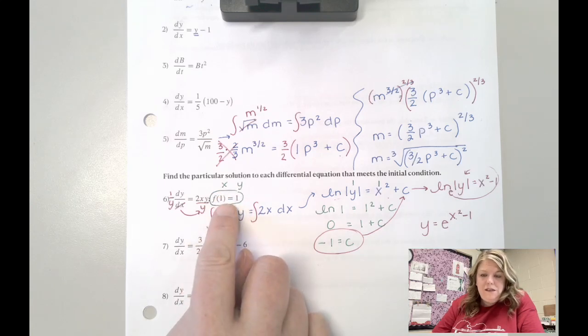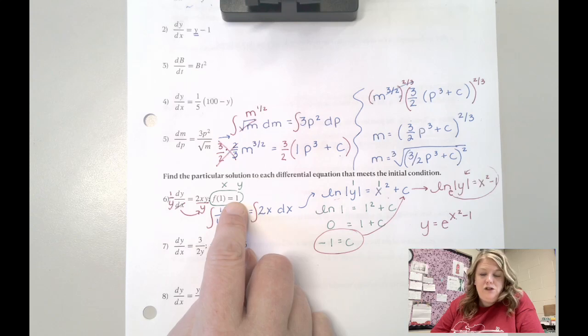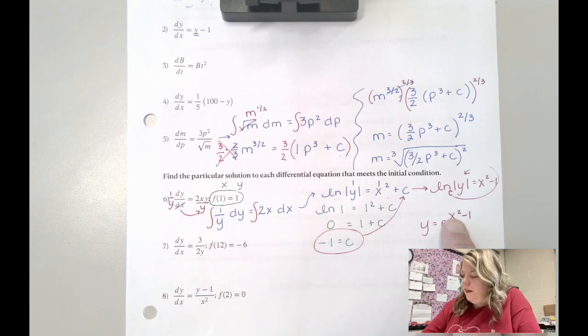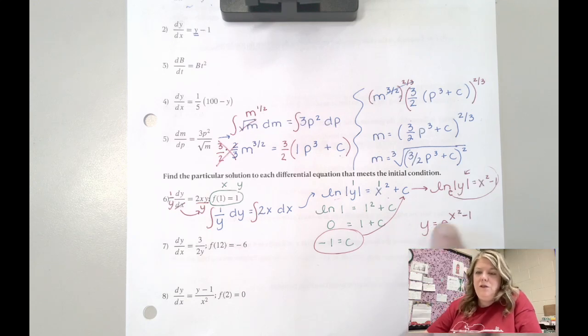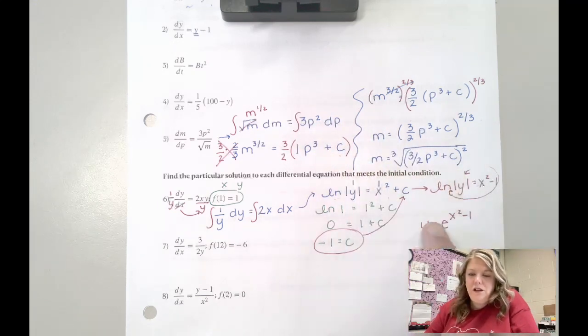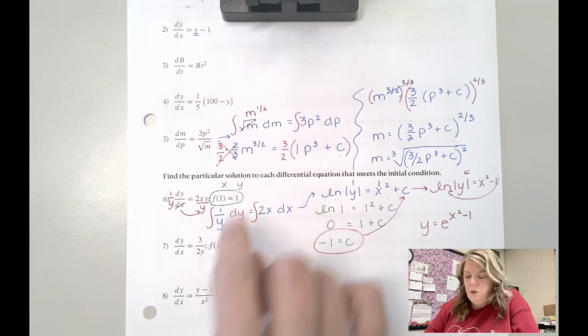It also means that if I were to plug 1 and 1 in, if I were to plug 1 in for x, I should get 1 out for y. And so if I did 1 squared minus 1, I'd get 0 up here, and e to the power of 0 does equal 1. So this is the version of the general solution that fits this particular point.